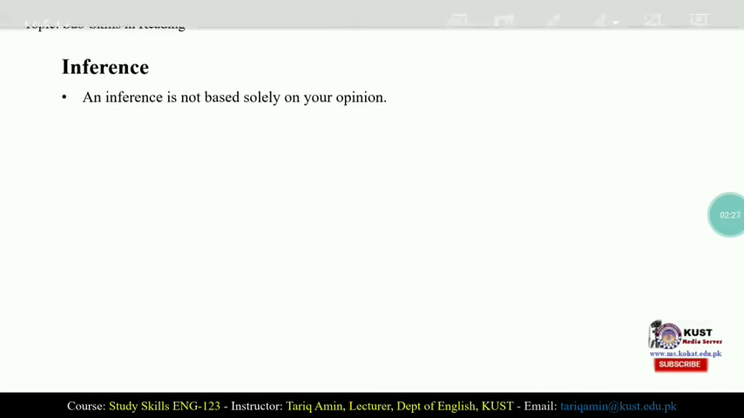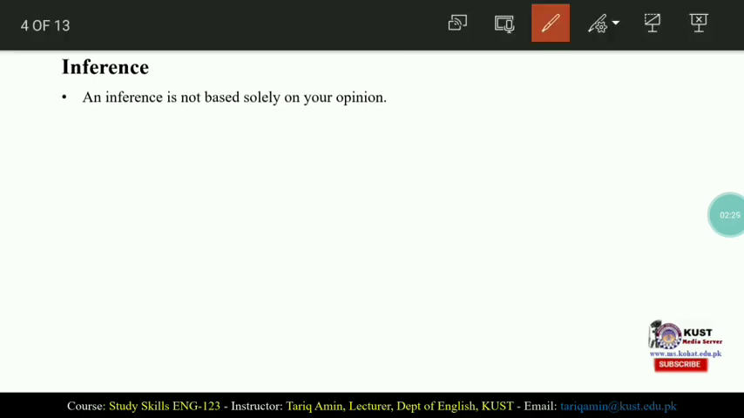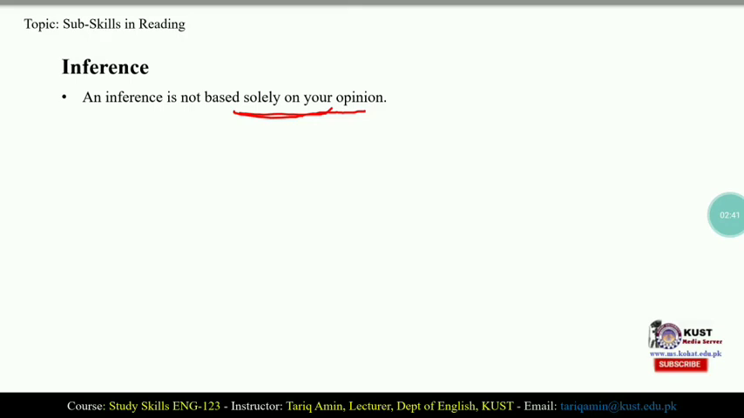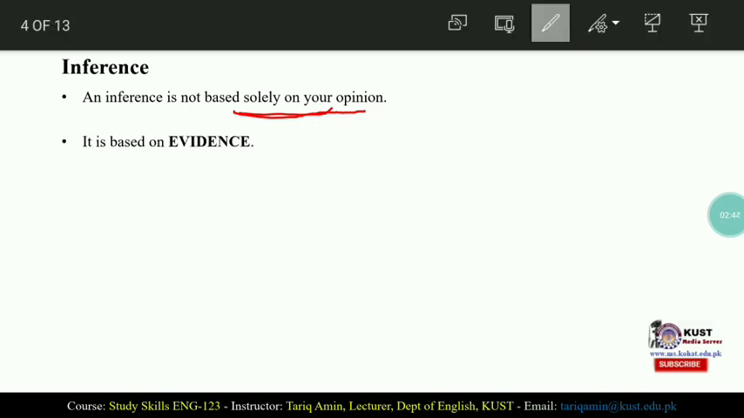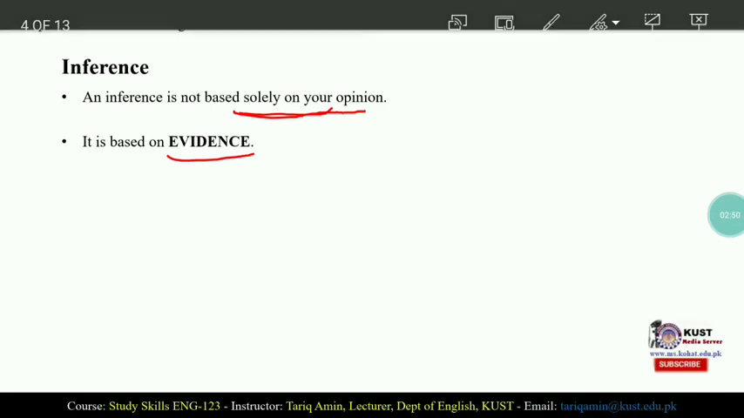Inference is not based solely on your opinion. It is based on some evidence. It is based on some reasoning. It is not just based on your opinion. It is based on proper evidence that you take from the text when you read a text.